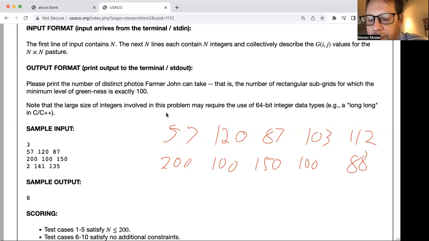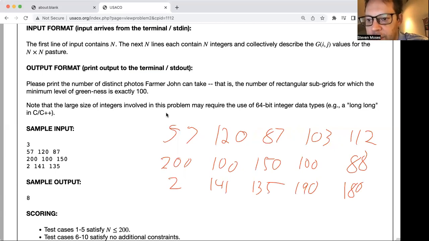Let's do 200, or let's follow what's on the grid just for this row, and then I'll add another row at the bottom. 2, 141, 135, 190, and 180. We need 2 more rows.